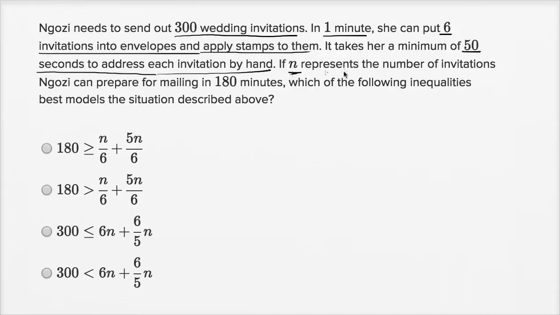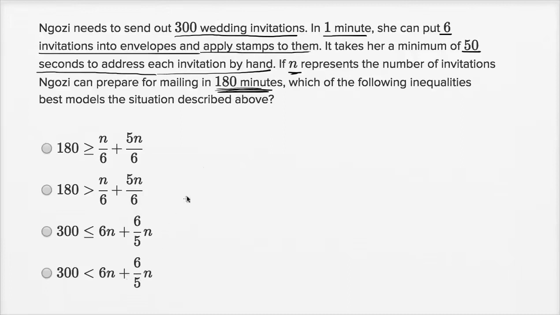If N represents the number of invitations Ngozi can prepare for mailing in 180 minutes, which of the following inequalities best models the situation described above? So over here you have 180 greater than or equal to something. It's in terms of N, the number of invitations. This is 180 greater than. This is 300 less than or equal to. This is 300 less than.